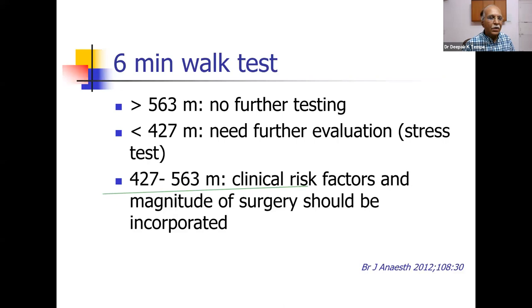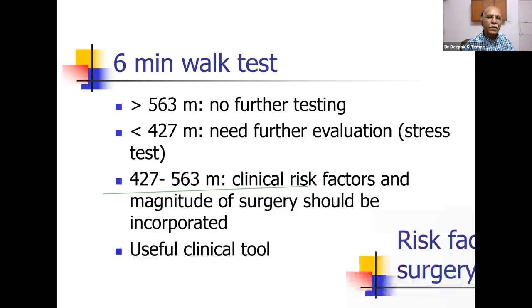Again, patients who are suffering from cardiac disease due to other reasons may not be able to perform the walk test, as has been mentioned there. But it's a fairly simple and very useful clinical tool. You don't need a dobutamine stress echo to understand, at least in these two groups of patients, those who can walk 563 meters and those who cannot walk 427 meters. In these two categories, you know it for sure that dobutamine stress test is required or not required. So very simple and useful clinical parameter, in my opinion, although we do not use it as frequently as one should.